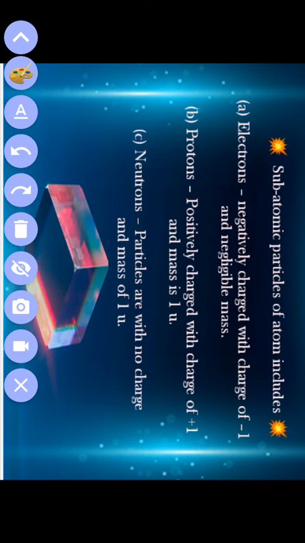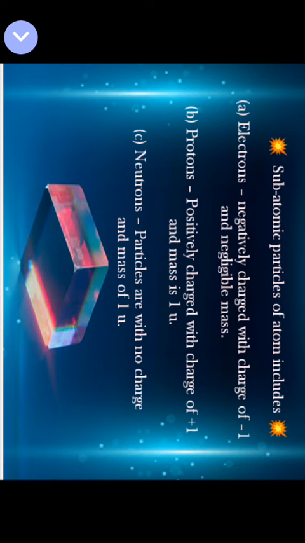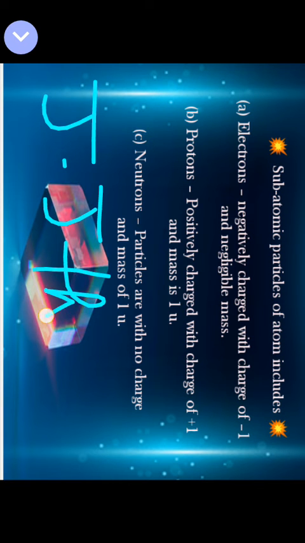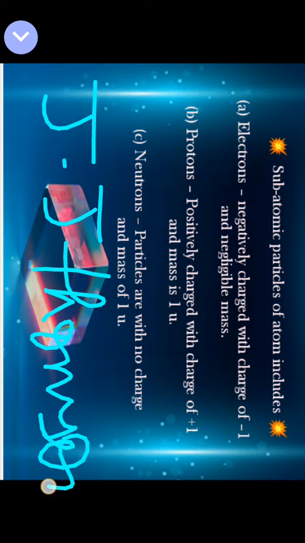Also, we'll see who discovered the electrons, protons and neutrons. The discovery of electrons was by J.J. Thomson. I am writing the name so you can write in your notebook that the electron was discovered by J.J. Thomson. I hope you are understanding.